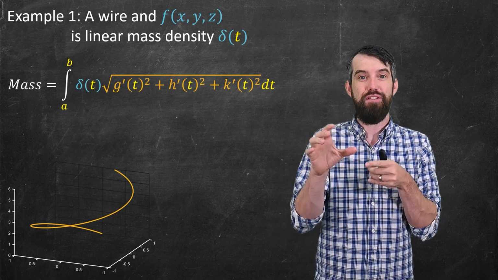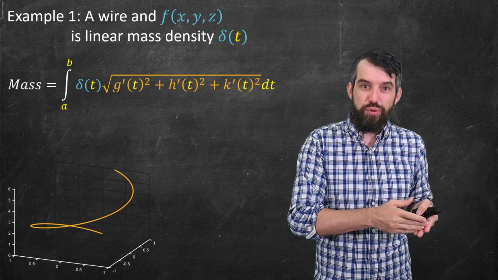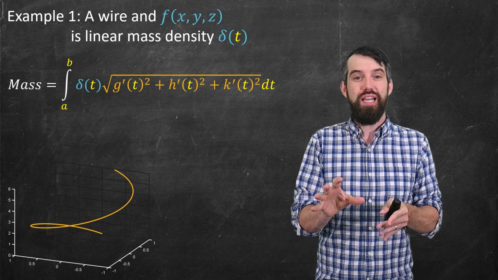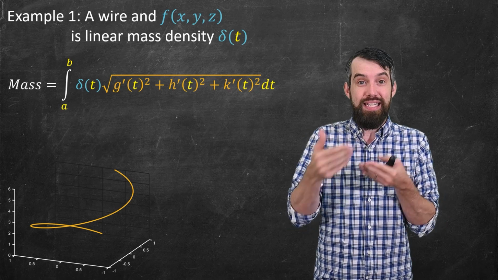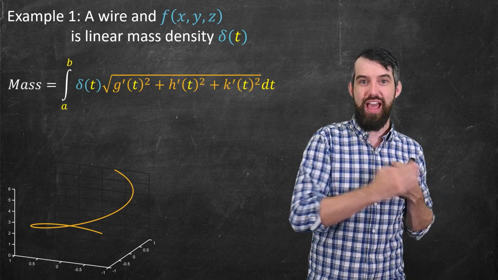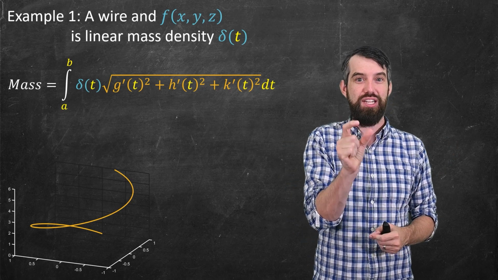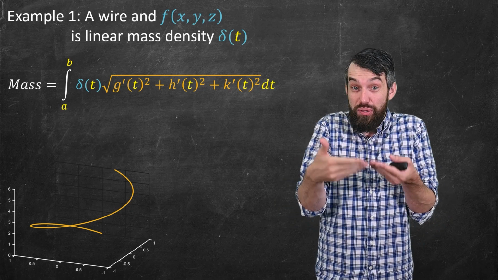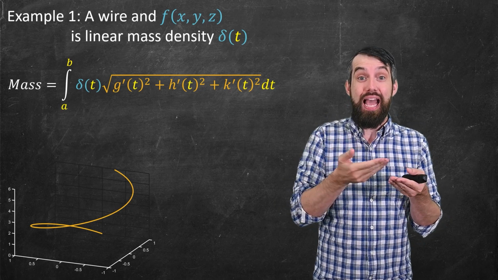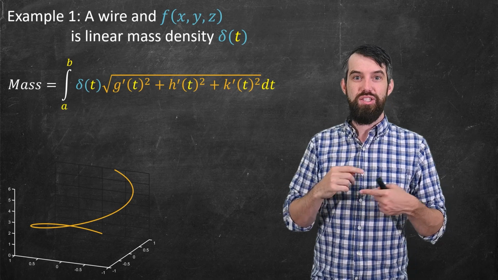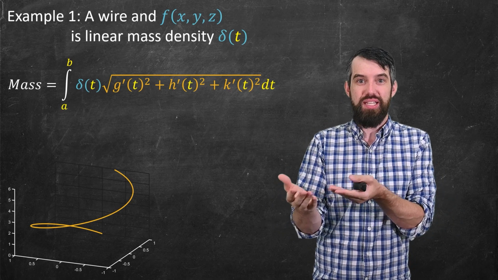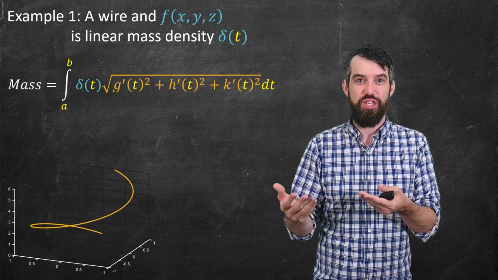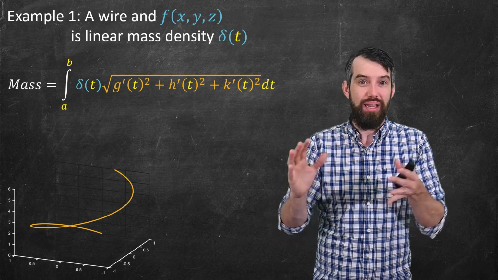The way to think about this is the stuff in orange, the square root of the g prime squared plus the h prime squared plus the k prime squared dt, all of that represented a little arc length, a little ds of arc length. So what I'm imagining is if I have my larger curve and I take some little section, some small change in arc length, then what is the mass of that little section? It's just the density at that section times its arc length. And so you add up all of those little segments and you get the mass. So the line integral can tell you what the mass of a variable density wire is.